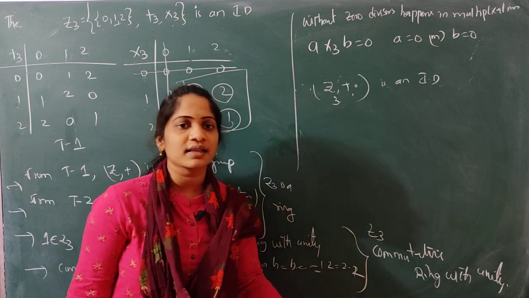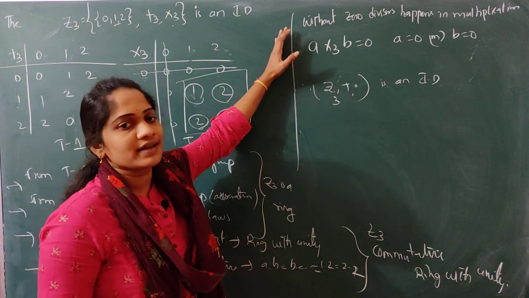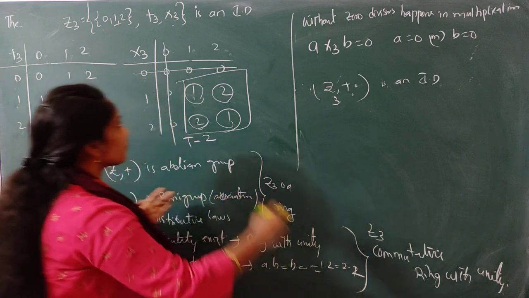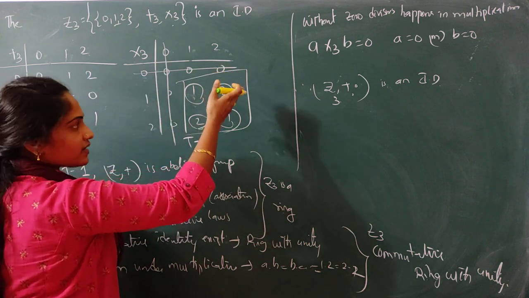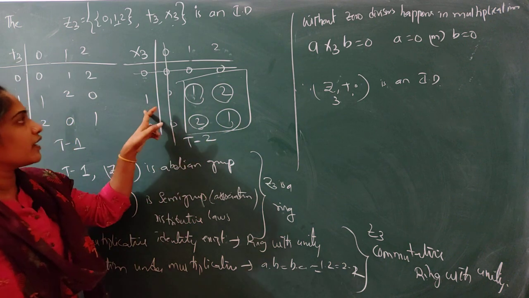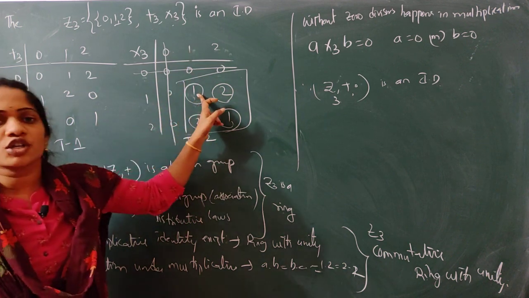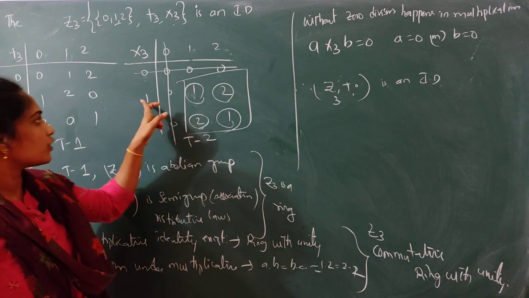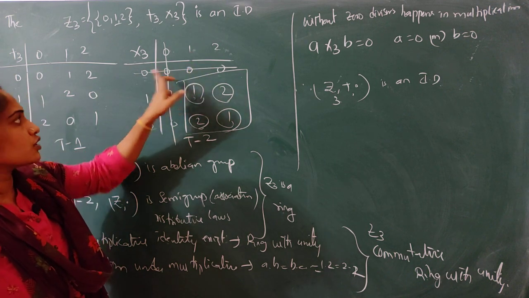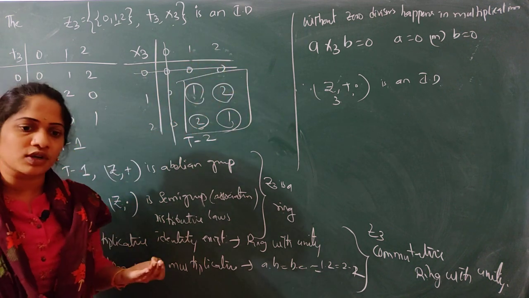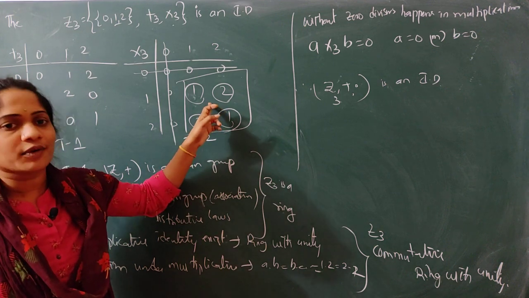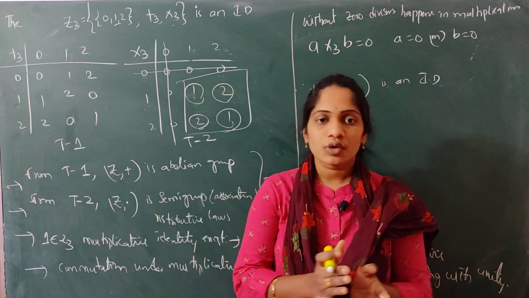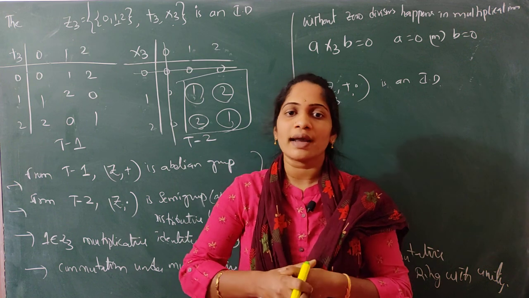So next, what else do we have to prove? Without zero divisors. That is, if the product equals 0, then either A or B equals 0. In the table, if you eliminate this 0 column, then for every two non-zero elements you are getting non-zero products, meaning no zero divisor exists here. Then you can say that it is without zero divisors. If you go by the definition, 1 into 0 becomes 0, 0 into 2 becomes 0. In this way also you can check, or by looking at the table you can simply say that no zero divisor exists. So in this way you prove an integral domain.